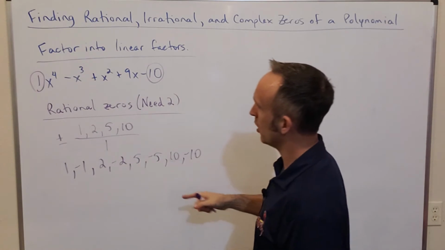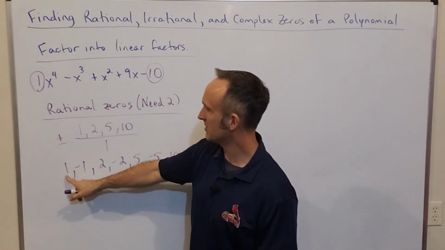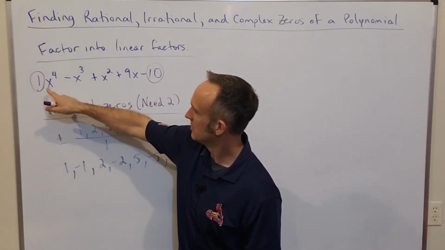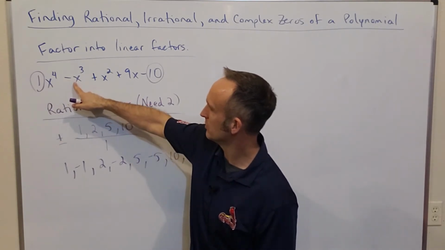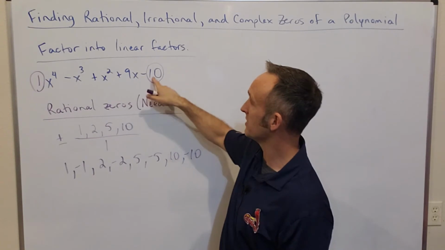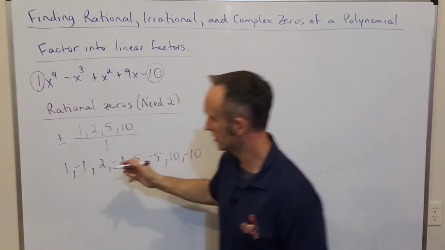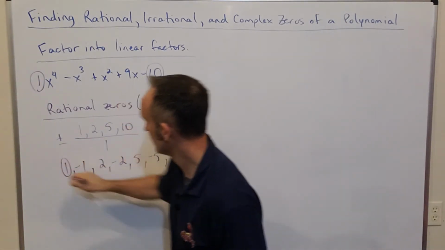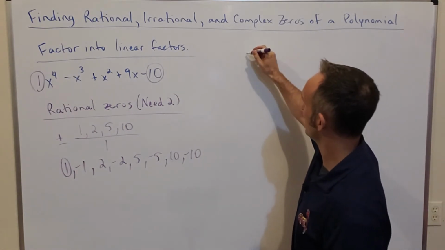So let's test 1 first. And again, I like to test 1 by plugging it in. So I get 1 minus 1 is 0, plus 1 is 1, plus 9 is 10, minus 10, 0. 1 works, okay? So 1 works. I need to do my division.